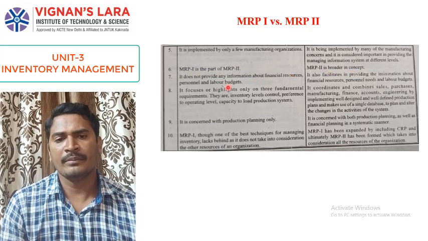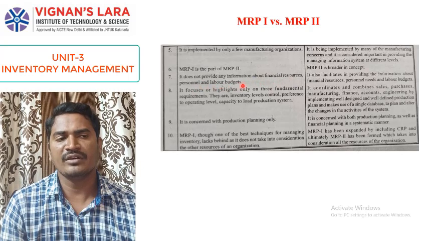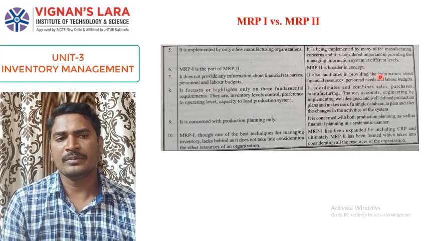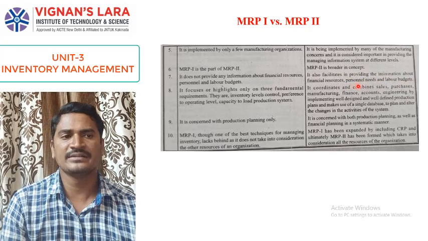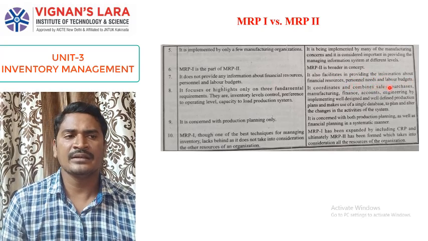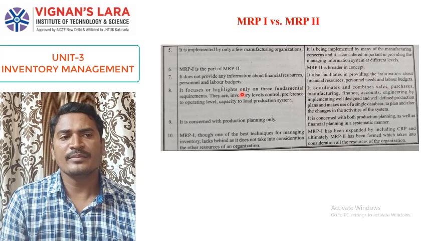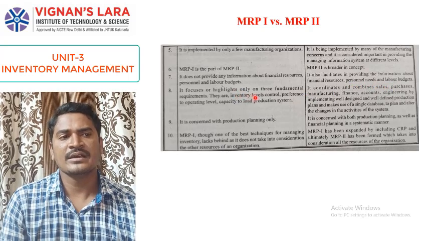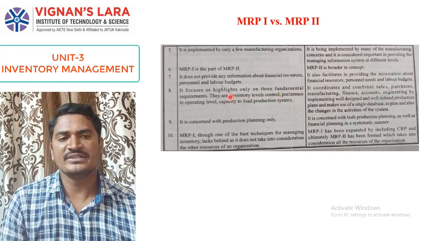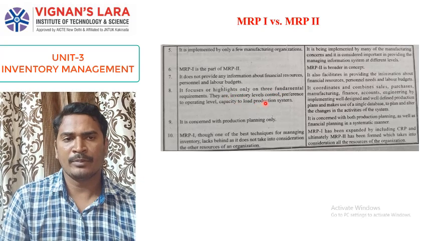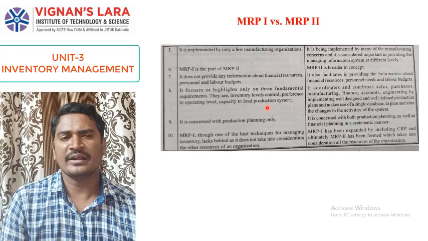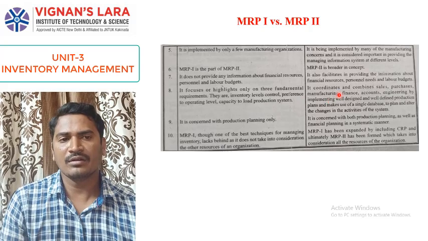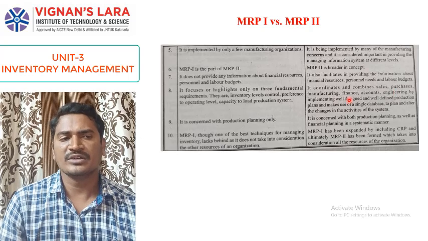MRP-I is a part of MRP-II, but MRP-II is a broader concept. MRP-I does not provide any information about financial resources, personnel and labor budgets, but MRP-II also facilitates providing information about financial resources, personnel needs, and labor budgets. Material requirement planning highlights only three fundamental requirements. They are inventory level control, priority to operating levels, and capacity to load the production system.